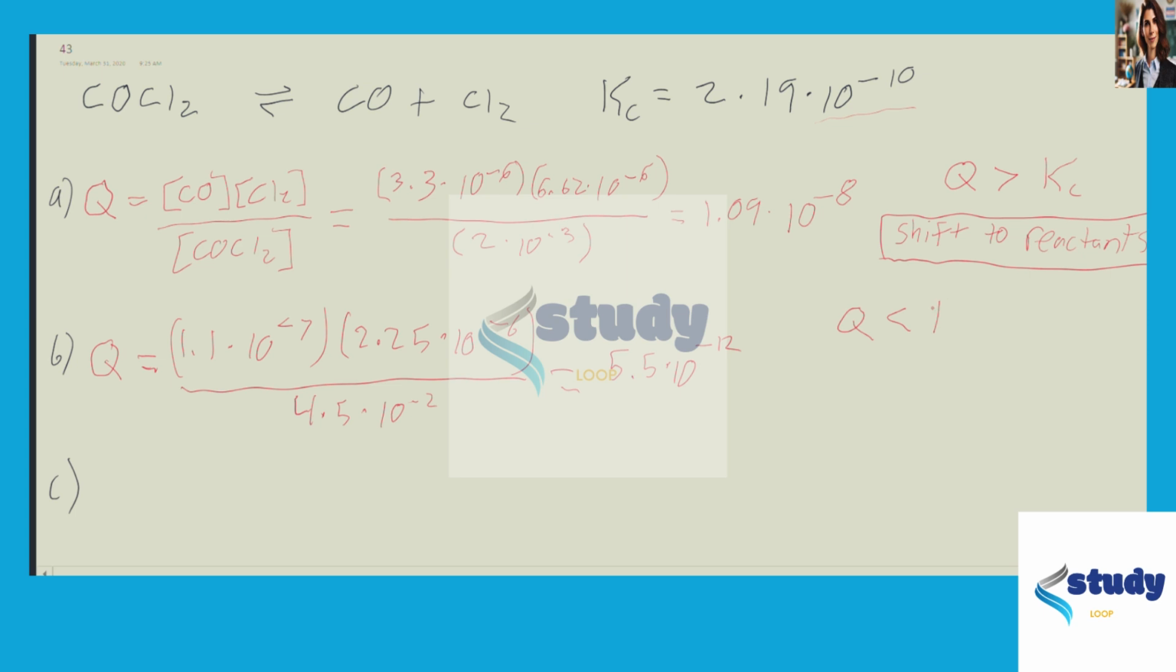So here, Q is less than Kc. That means our ratio of products over reactants is smaller than it should be. And so we need a shift to products.